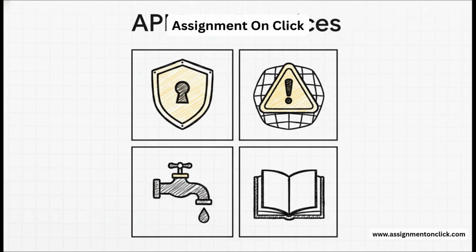Second, error handling. What if the API is down? Your code needs to be ready for that. Always check for errors. Third, rate limiting. Most APIs will block you if you send too many requests too quickly. Be a good citizen and respect their limits. And finally, the most important rule of all, read the documentation. It's your map, your guide, your best friend.